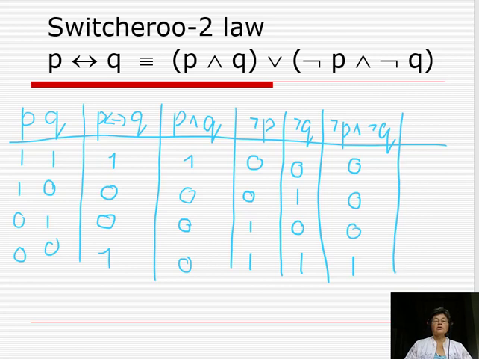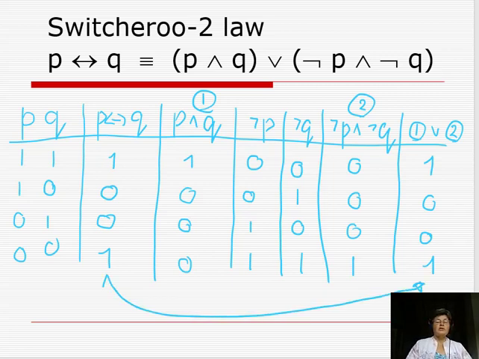Okay, then we need to do the last one. So P and Q, let's call this one 1, and not P and not Q, let's call it 2. And then 1 or 2 will give us 1, 0, 0, 1. Okay, and then we need to show that both columns are identical. And indeed, that's true. Check. So switcheroo law 2 applies, and from now on we can use it to simplify compound propositions. However, again, it's still on your piece of paper on the exam, so you can check it out there as well.